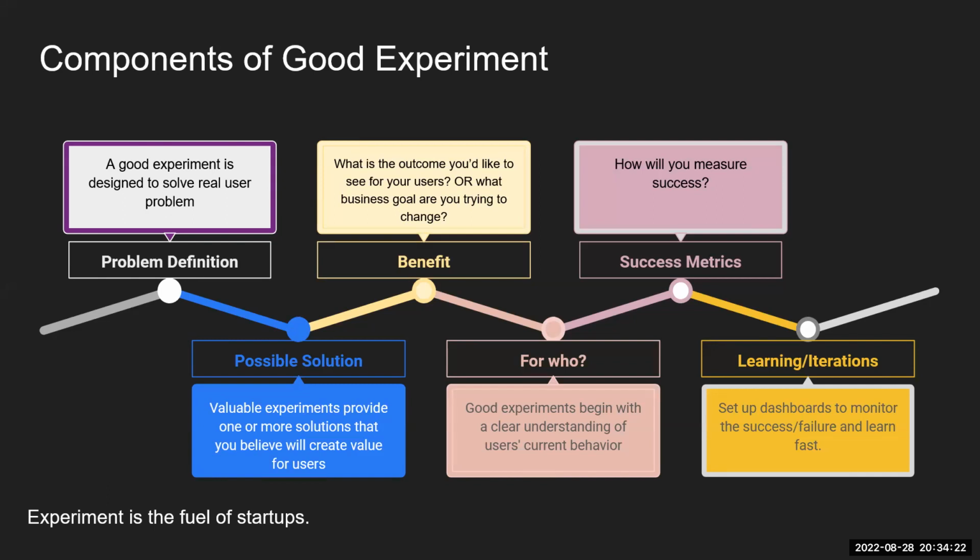So a valuable experiment provides one or more solutions that you believe will create value for the user. Here, your belief could be gut, which is not a good one, but it should be data driven. Most of these things should be data driven. So you should have data to back your claim. If you have data, of course, everybody will key in. So the third part is the outcome.